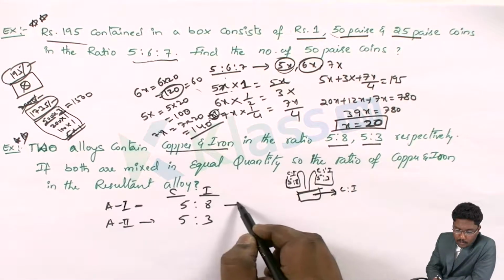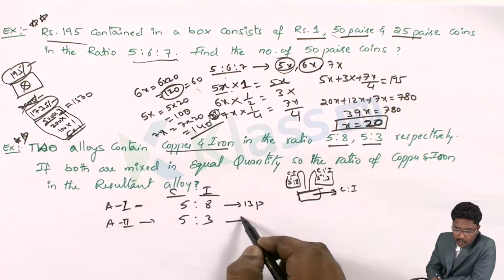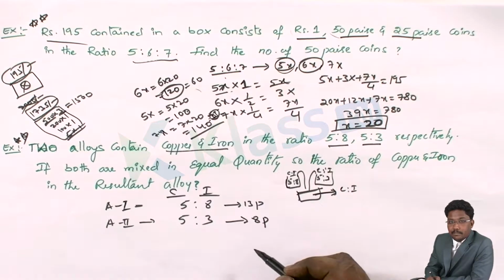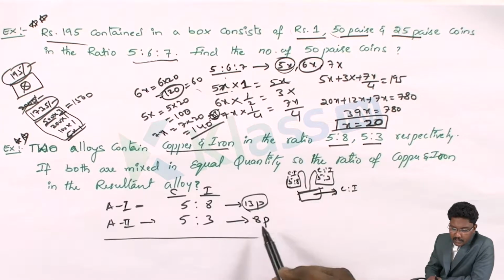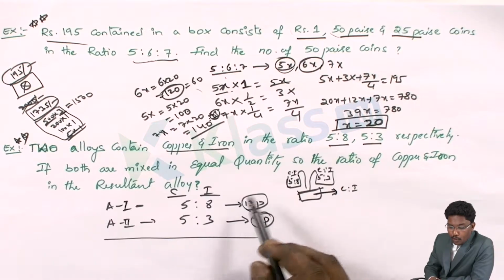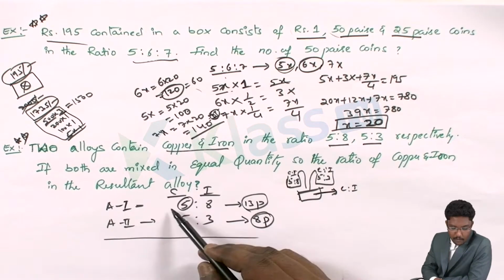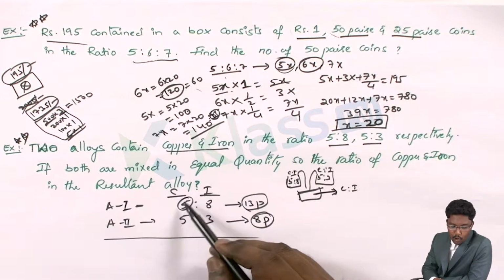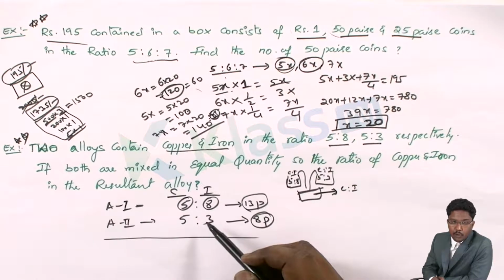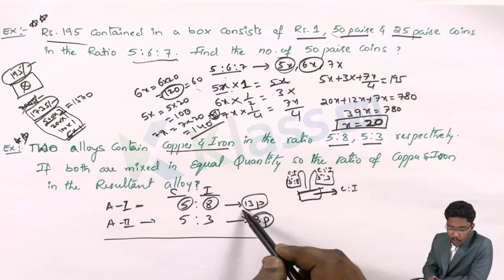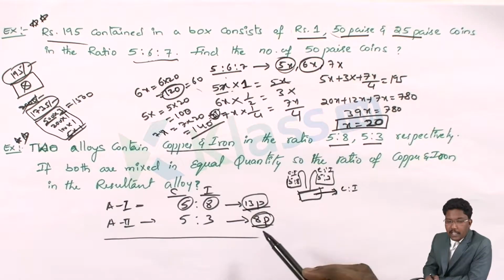Here the total parts is 13 parts. Here the total parts is 8 parts. They are being mixed in equal quantities. But are they really in equal quantities here? No, because here it is 13 parts and here 8 parts. We don't know the actual value. 5 parts of copper, we don't know how many kgs it is. 8 parts of iron, we don't know how many kgs. We only know that alloy 1 is 13 parts and alloy 2 is 8 parts.